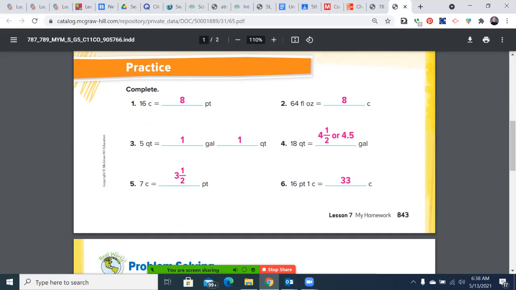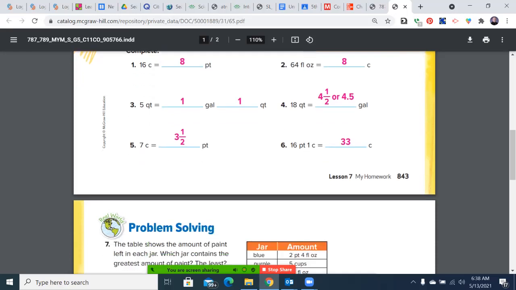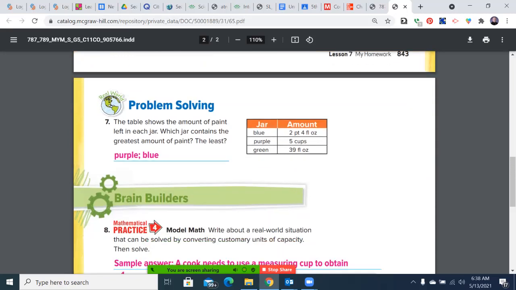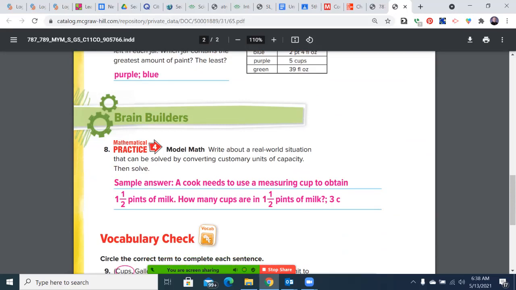Quarts to gallons here, we had 4 quarts with 2 quarts left over, but they didn't give you a line, so you're going to use the fraction, which is 4 2/4, or 4.5. Cups to pints, divide by 2, get 3.5 pints. A pint in a cup, you're going to multiply by 2, 33 cups. Which contains the greatest amount and the least, purple and blue.